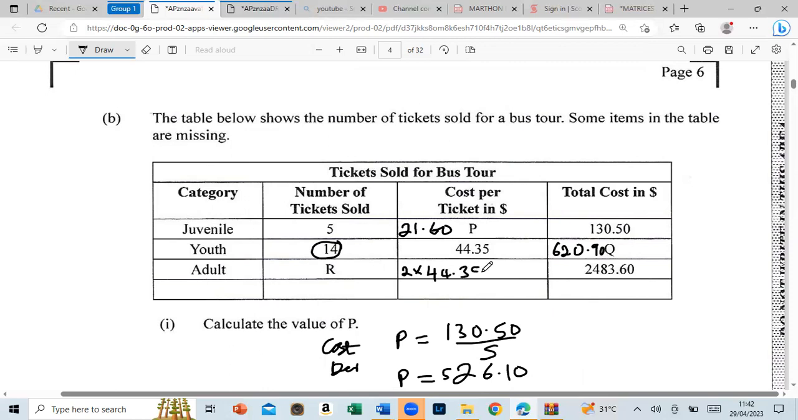So let's work it out. Punch it in a calculator. That's 88.70. I still use the calculator, guys. So 88.70, as I was saying. All right, so to find R now, since we have this to be 88, we can just divide this by 88. So I'm going to do that.